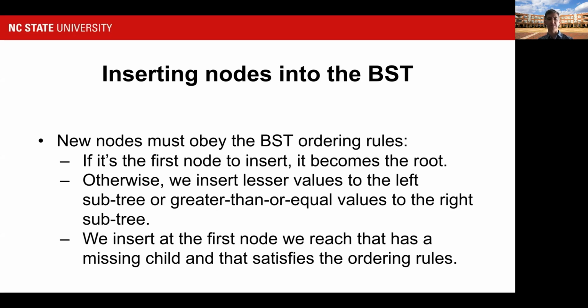Otherwise, we have to decide where the new value falls, ordering-wise, with respect to the nodes that are already present. We're going to insert lesser values into the left subtree and greater than or equal values into the right subtree. A convenient way to do this is to use the same logic as a search to see where the node should be in the tree, and then we just insert it there. Once we get all the way down to the leaf of the tree where we would expect the node to be, we just do the insertion at that point.